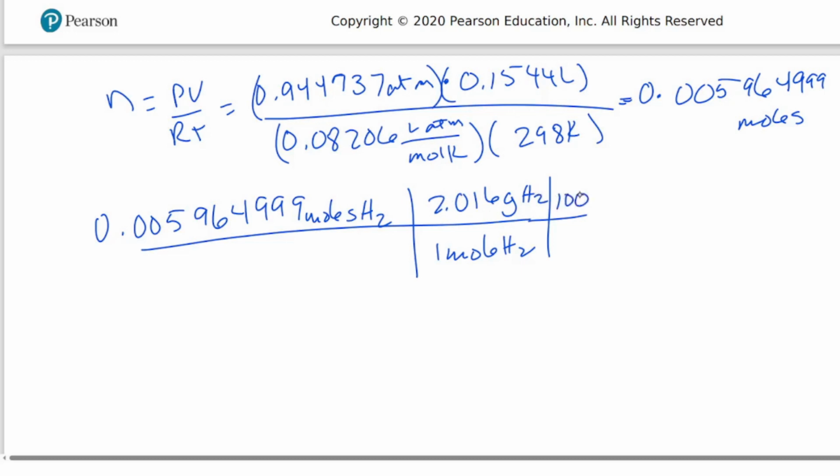Now I know that 1,000 milligrams of anything is equal to 1 gram. And so that gives me 12.0 milligrams of H2.